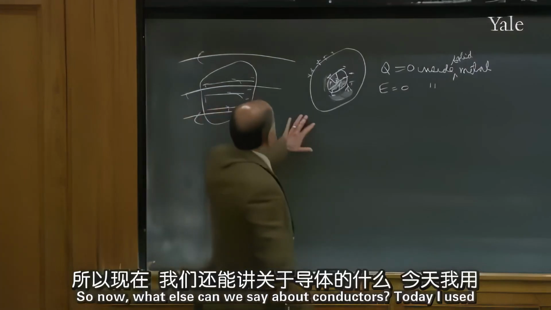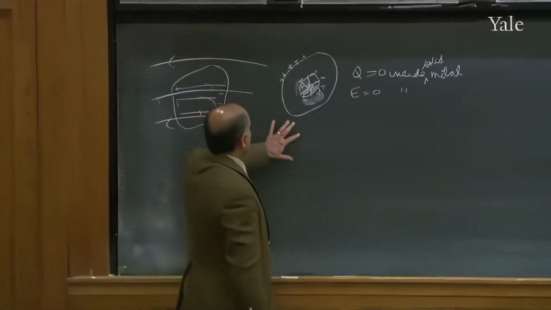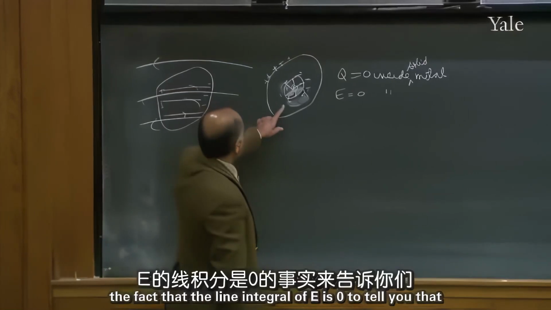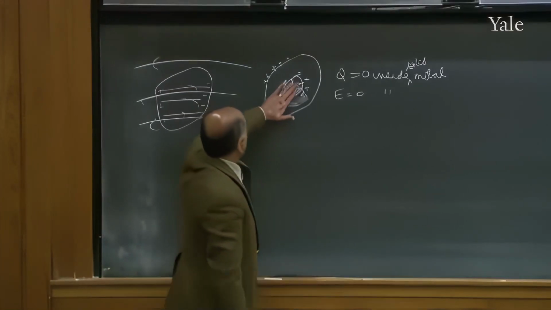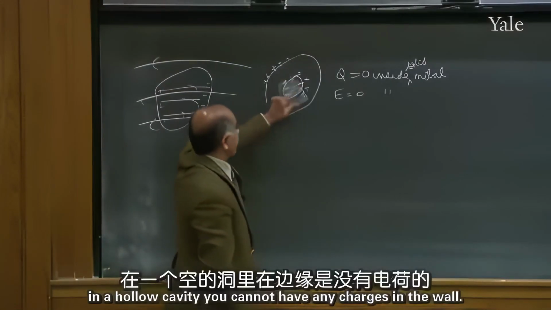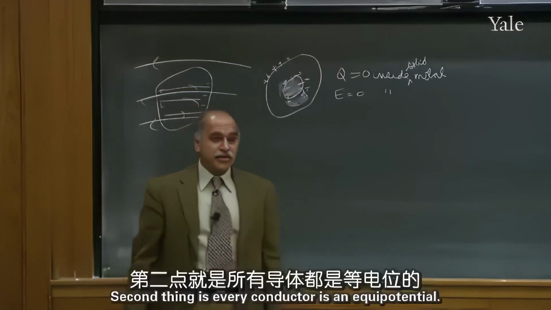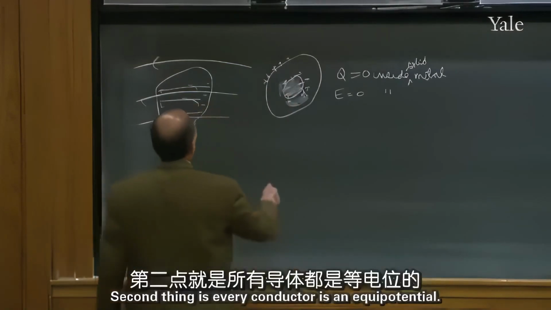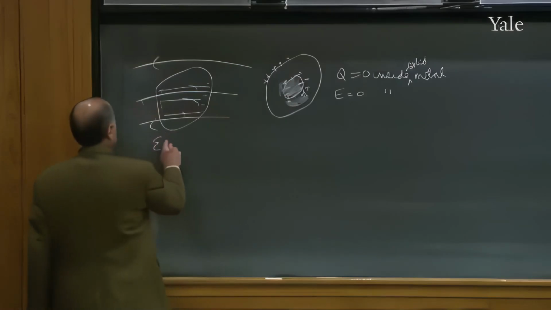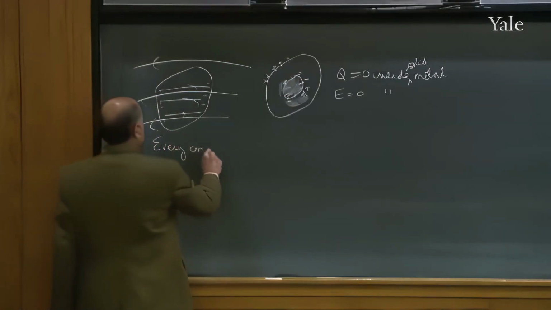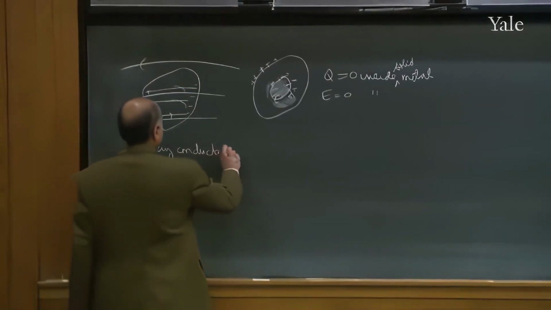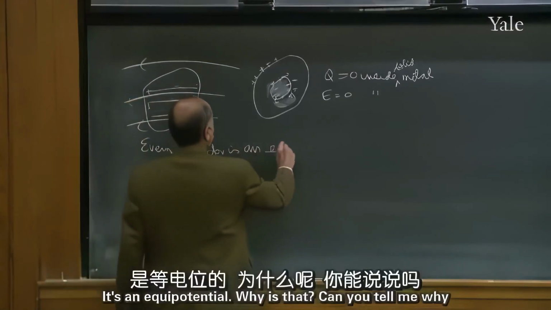So now, what else can we say about conductors? For today, I use the fact that the line integral of E is 0 to tell you that in a hollow cavity, you cannot have any charges in the wall. Second thing is, every conductor is an equipotential.